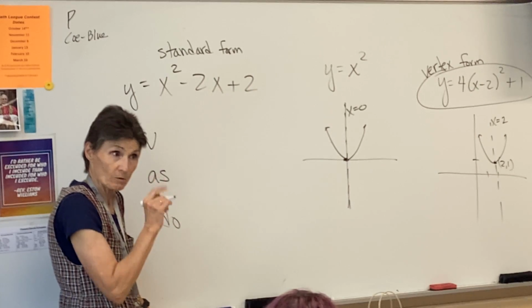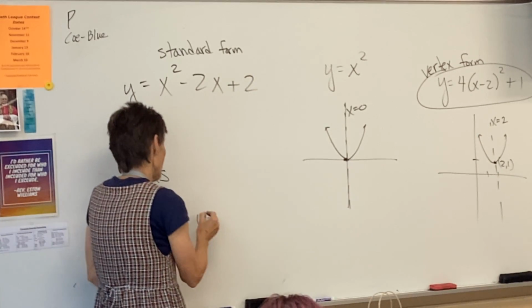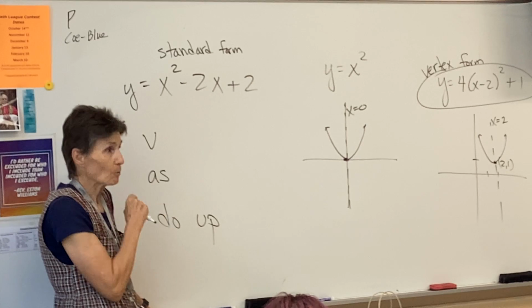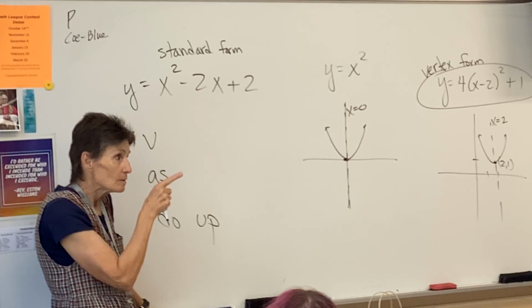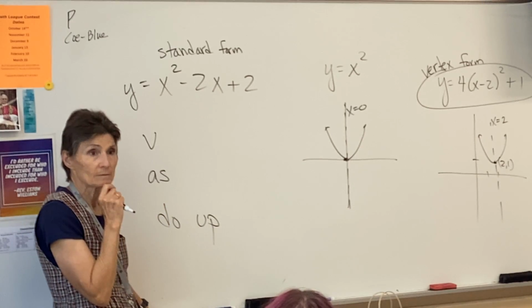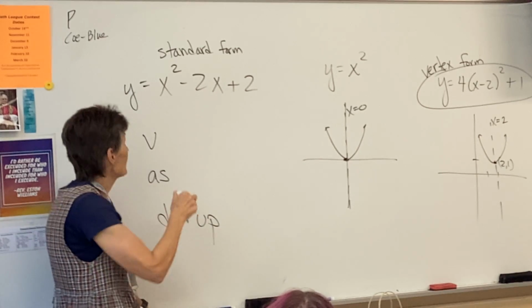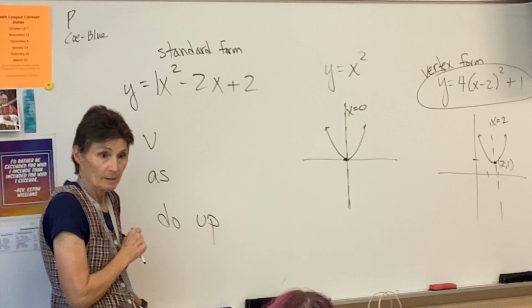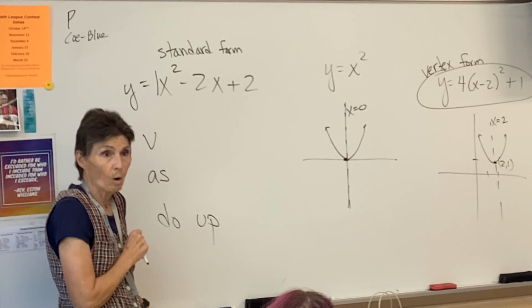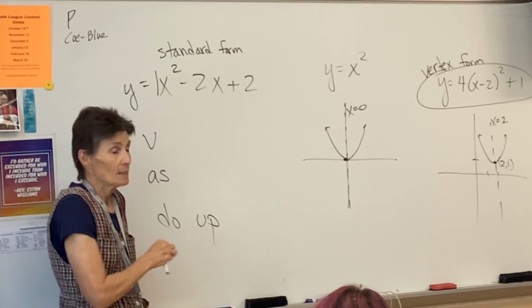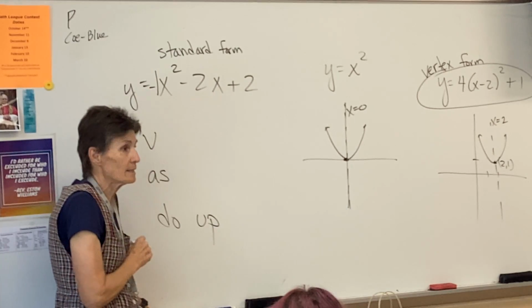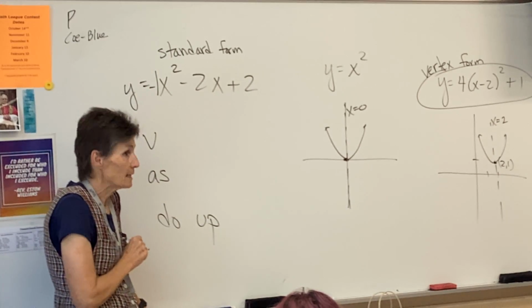So, first of all, this one's gonna open up. How do I know that? Anybody have an idea how I know that? There's no negative out front. It's as easy as that. The number out in front is a positive 1. That means it's gonna open up. If that had been a negative 1, it would open down. It is that easy.